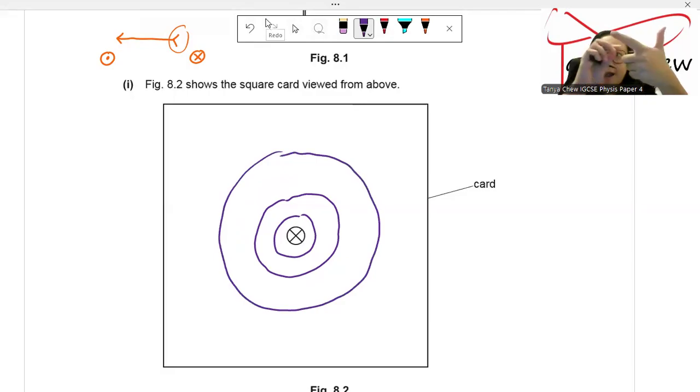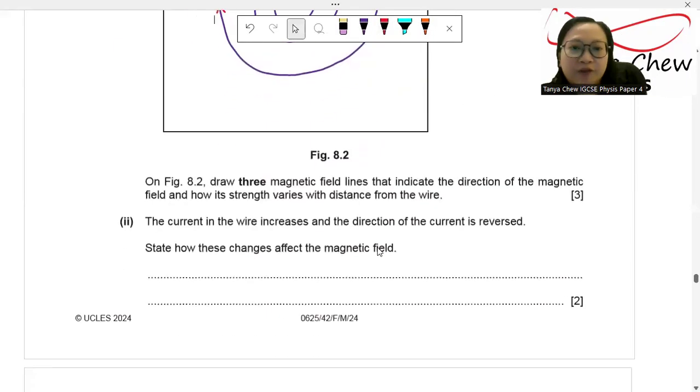1 mark. The magnetic fields are getting weaker when it is away from the current carrying wire. So that means the gap between all the magnetic fields that you are drawing would not be consistent. It is getting wider and wider. And the last mark will be given when you draw arrows, because magnetic field is a vector quantity. So these arrows outwards, clockwise direction, and we are done with that.